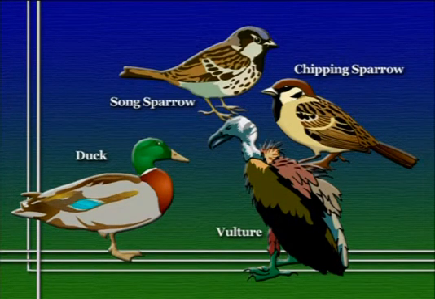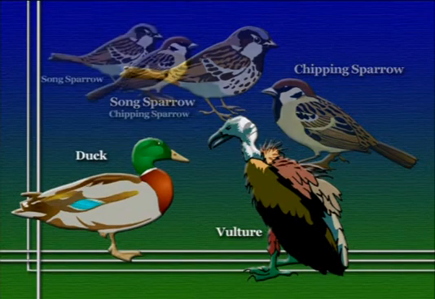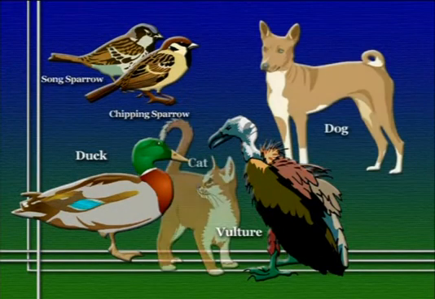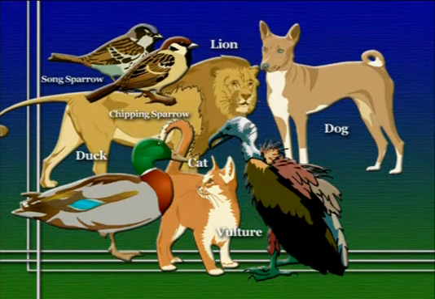I'm sure you would have no trouble in this case pointing out that the song sparrow and the chipping sparrow are more like each other than they are to either the duck or the vulture. Now let me add a few more organisms into the mix. Let me give you, to your growing collection of organisms, a dog, a cat, and a lion. Now I want you to tell me how to classify these organisms, and the way you would start arranging them gets a little more complicated.